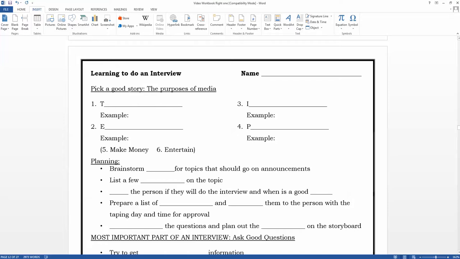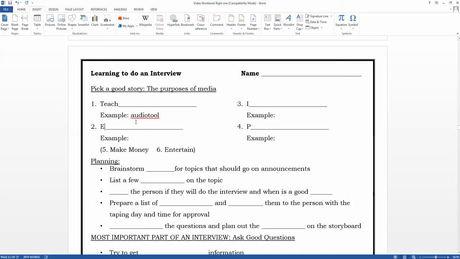The first thing that you want to do is pick a good topic. And so we talk about there's 6 different purposes of media. And the first one is to teach. So they're trying to teach you something. Think of an example of an interview where they're trying to teach something. Maybe, for example, we had a video with Mr. Harmon teaching audio tool on announcements. Think of other interviews where they're trying to teach you something.